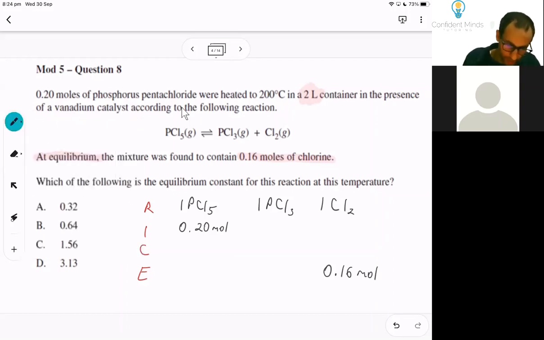Now let's fill out the rest in another color. So as products, these would start at 0. Therefore, the change for chlorine must have been plus 0.16. And since everything's 1-to-1, all of the products would have the same plus 0.16, and any reactants would have minus 0.16. So then at equilibrium, that's the number of moles of each substance.